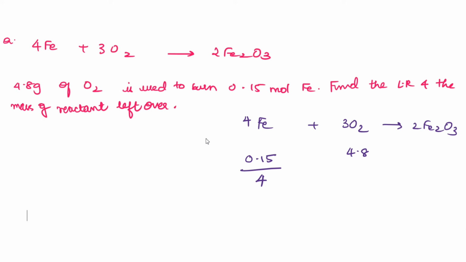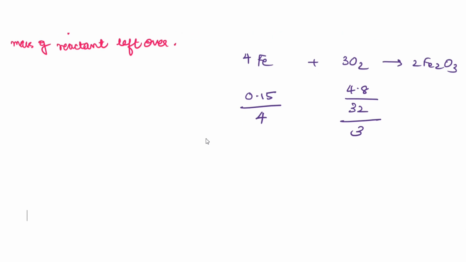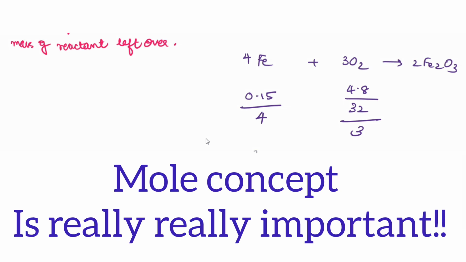Similarly, they have given 4.8 grams of oxygen. So given mass by molecular mass gives us the number of moles. So 4.8 by 32 divided by 3, which is the stoichiometric coefficient. Do you notice that everywhere, in small places, we are using the mole concept here? That's why I told you that mole concept is very important for all aspects.